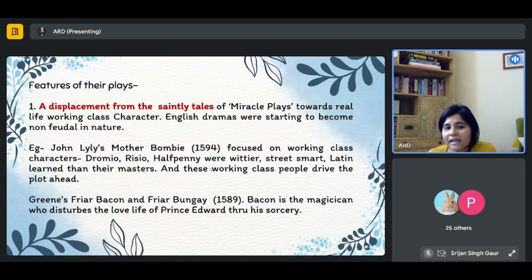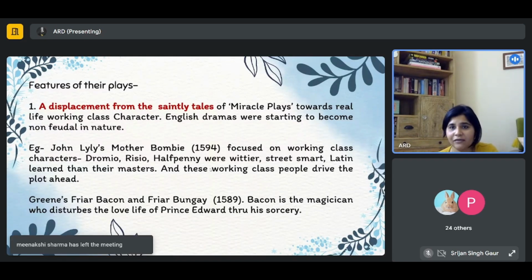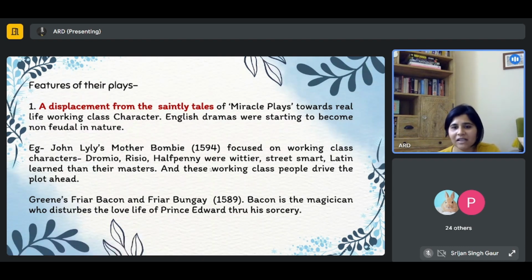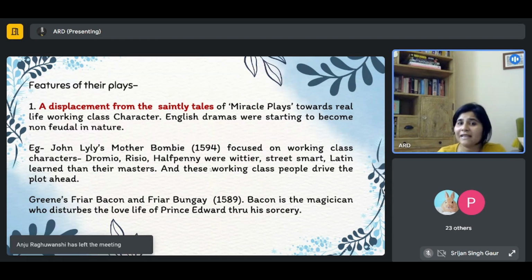And then there was Robert Greene's Friar Bacon and Friar Bungay. We know who is a Friar, right? A friar is a lower level clergy who lives among the masses, and he is from a mendicant order, meaning he survives on alms. Like bhiksha, which we had here earlier, friars were similar. They were supposed to survive on whatever the people give them, and they would live among the people and spread the virtues and Catholic values. So these were the friars.